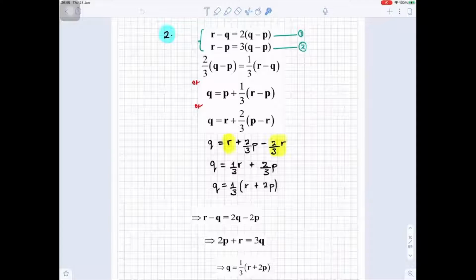So these are other ways you can do question 2. You have equation 1, equation 2, and you can arrange them like that or like that. You can do the same, follow through, and you get the same answer. It's just a different way to arrange and do it.